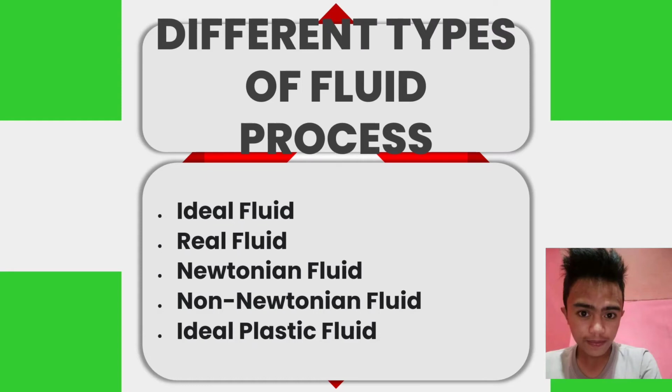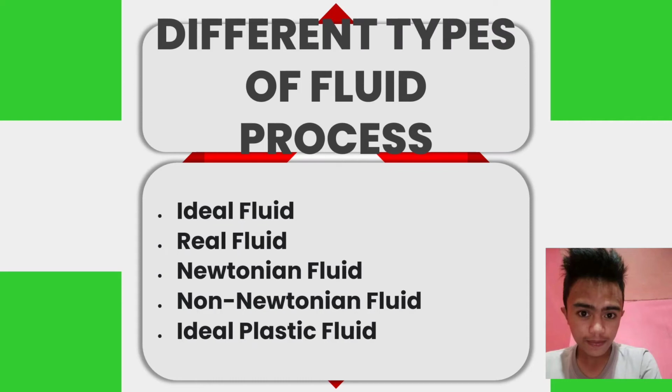The third one is Newtonian fluid. Newtonian fluids are the fluids that obey Newton's law of viscosity. In other words, a real fluid whose shear stress is directly proportional to the rate of shear strain is known as a Newtonian fluid. For a Newtonian fluid, viscosity depends totally upon the temperature and pressure of the fluid. Examples of this are water, air, emulsions, and hydrogen.